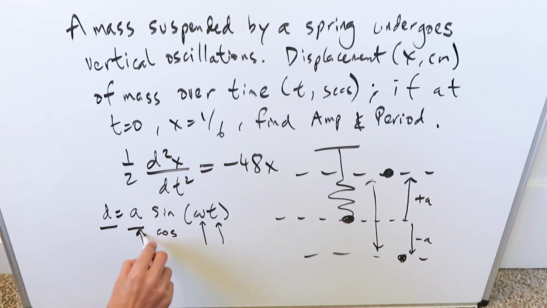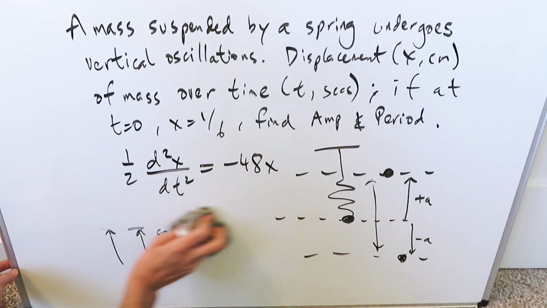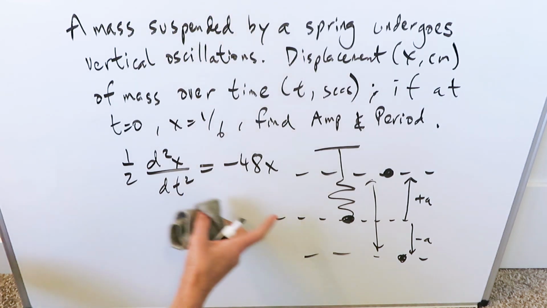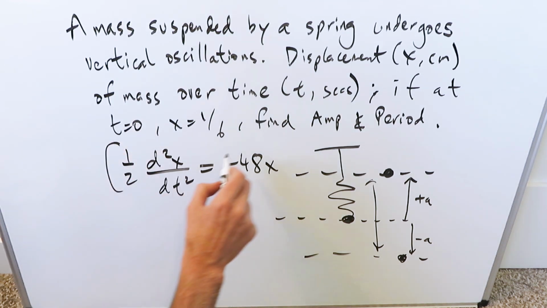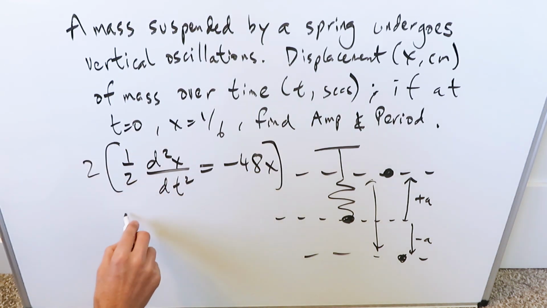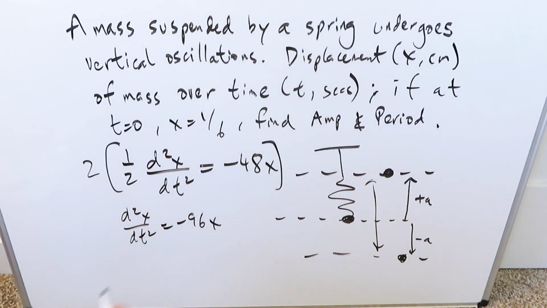Your amplitude is coming from here, your displacement is coming from right here, and this is what we're talking about, except we're looking at everything here with regards to differential equations. So let's look at this. If I'm looking at this and I multiply everything by 2, what am I really doing? I have d square x divided by dt square is equal to minus 96x.